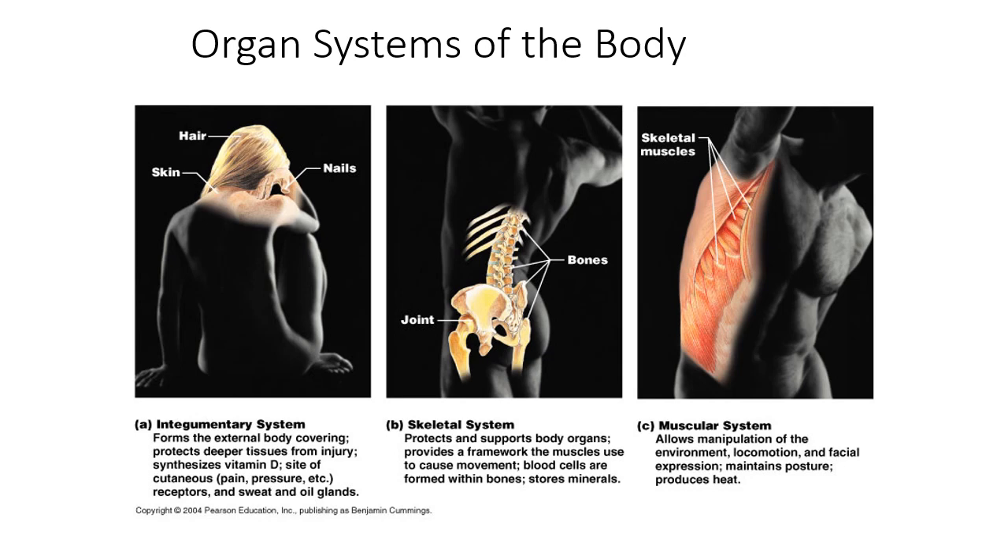The integumentary system, in terms of its general function, would be a barrier. It's the outside protection that we have for the body. In addition, it synthesizes vitamin D, so it allows us to produce one of the necessary nutrients that we need for the body. And it also helps to control body temperature.